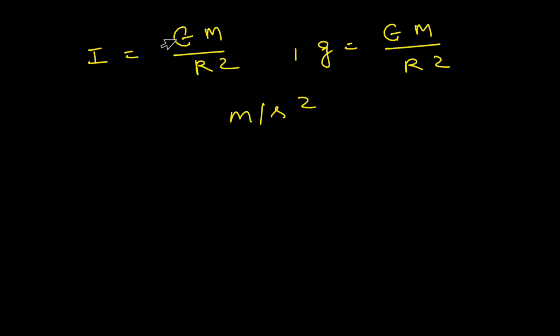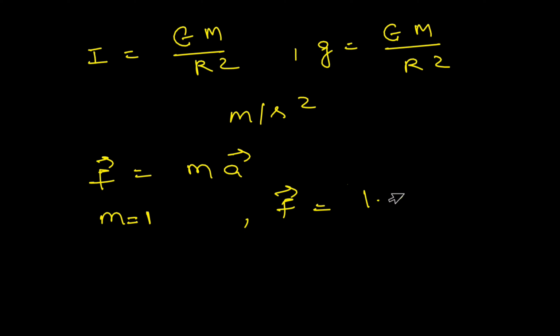Now, intensity is the force experienced by a unit mass of body, and g is the acceleration due to gravity. But as we know, force is equal to mass into acceleration. If we put m equal to 1, that is, the force experienced by a unit mass of body, then force is equal to 1 into acceleration, which implies that force is equal to acceleration if the mass of the body is equal to 1. That's why the values of I and g are equal.